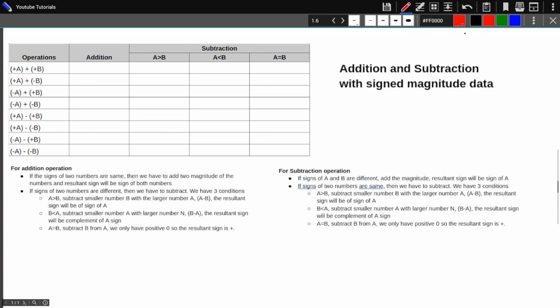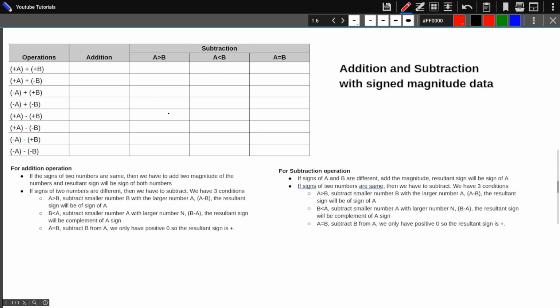Hello everyone. In this video, we're going to see addition and subtraction with sign magnitude data. So we have two different rules here, one for the addition operation and one for the subtraction operation. Now, if we're considering sign magnitude data and addition and subtraction operations, these are the 8 possible operations that we can do, where A and B are two values with their respective sign representation.